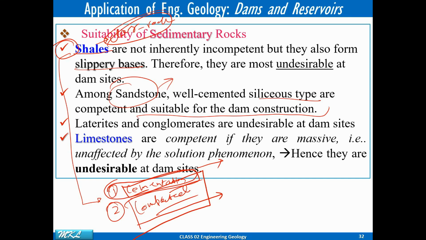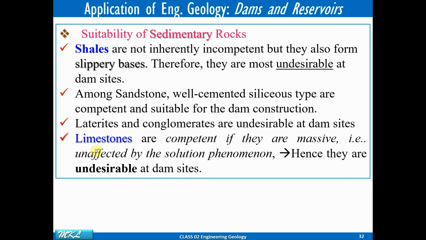So sandstone and limestone you can consider, they are almost competent enough, and if sandstone is there, it will be suitable for the dam construction. Then again, you have to consider the porosity and the permeability in between them. So considering porosity, permeability and strength, you will go for sandstone. Laterites are weathered sedimentary rock, and laterites and conglomerates are undesirable at dam sites. They are basically the weaker rocks.